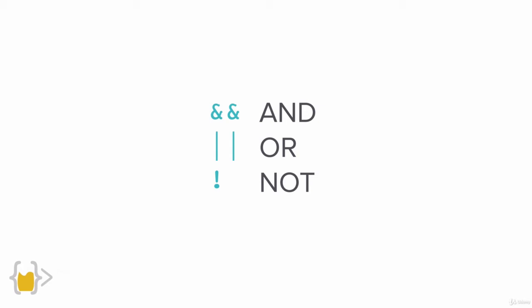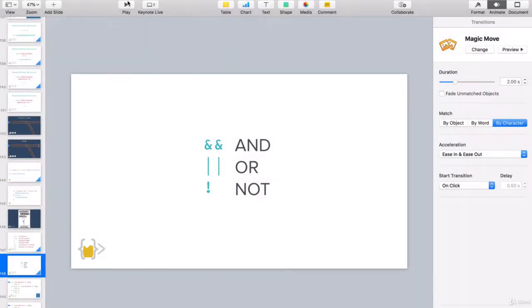And the three basic comparators are two ampersands for and, so whether if condition 1 is true and condition 2 is true. You can check to see if either condition 1 is true or condition 2 is true by using the or combiner. And you can do this using two pipe signs, and that's the straight lines that you see on your keyboard. And finally, as we've seen already, the exclamation mark means not, or the opposite of something. So let's take a look at this in practice.